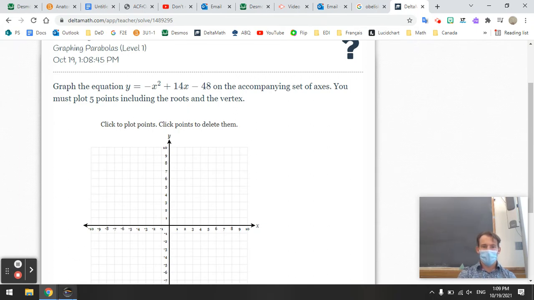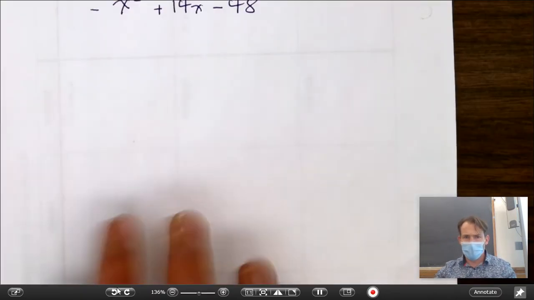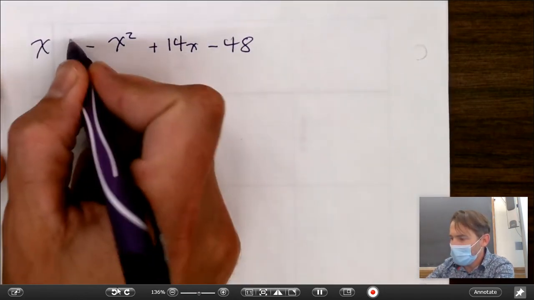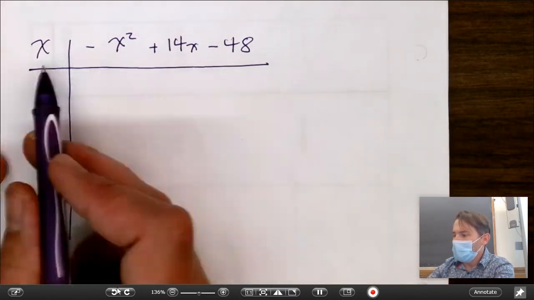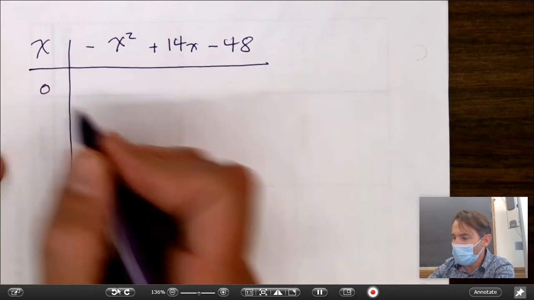So here's what you'll need to do to try these. You're going to need some paper, and you're going to copy down the equation: negative x squared plus 14x minus 48. And then you're going to build a table of values with x and negative x squared plus 14x minus 48. What we're going to do there is put in some values of x. So let's try x is 0.